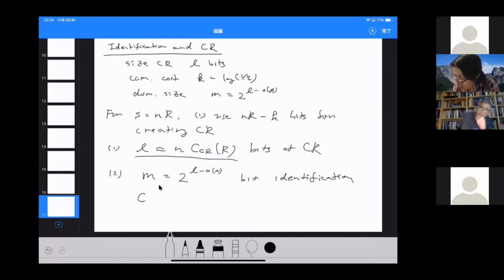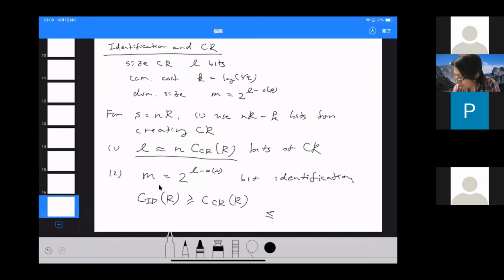By this two-step protocol, for a given rate, identification capacity is at least as large as common randomness capacity, that we can show. But the opposite direction is not known in general. Okay, this is an open question.